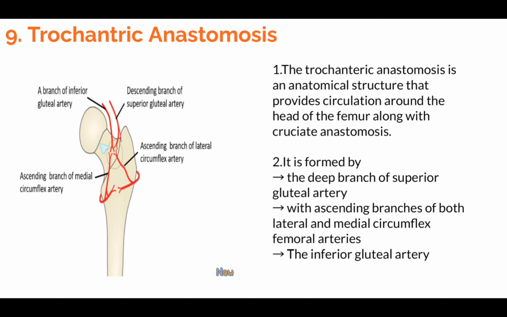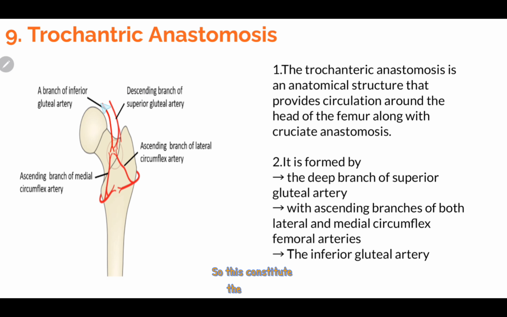Now, trochanteric anastomosis, see, this is the head of the femur, and this trochanteric anastomosis provides blood supply to the head of the femur along with cruciate anastomosis. Mostly they'll ask the formation of trochanteric anastomosis. What are the arteries constituting a trochanteric anastomosis? It is formed by, see the first one, the deep branch of superior gluteal artery. Can you see here? This is the deep or descending branch of superior gluteal artery.